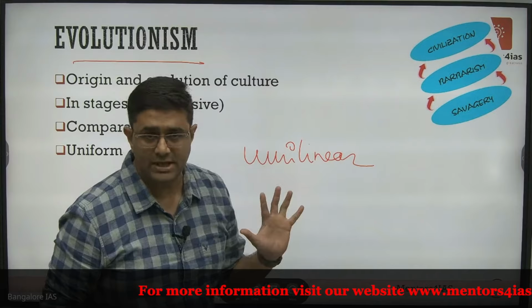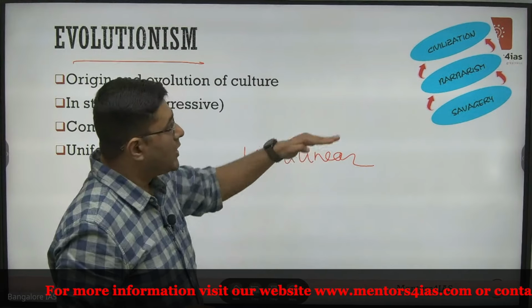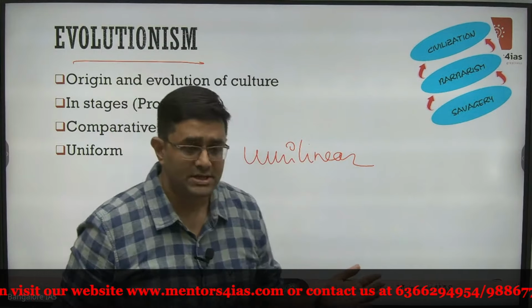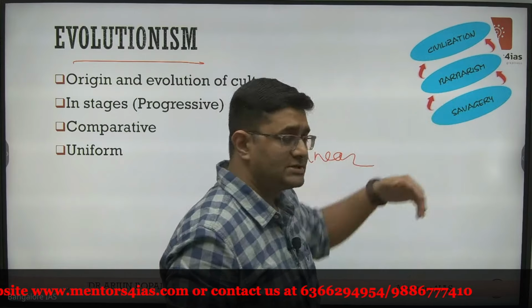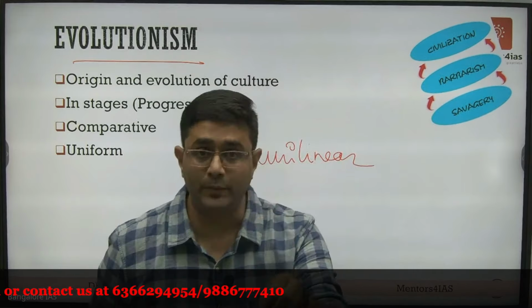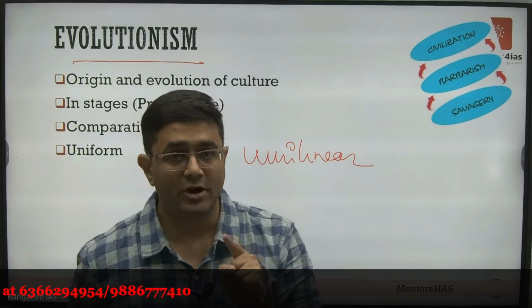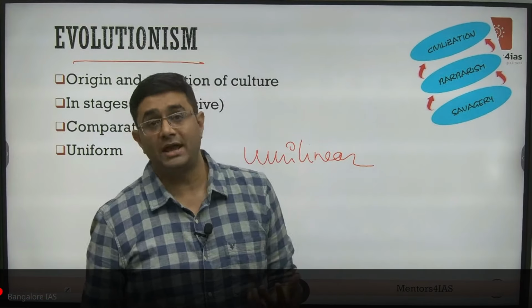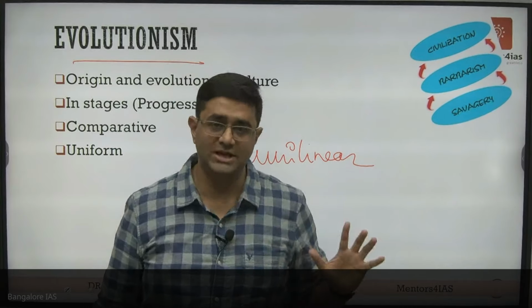These words have to be there. They all evolved in similar stages over a period of time. Some are faster; some are in the savagery stage, some in barbarism, some are civilized. So they are not isotemporal. Remember that word. They don't happen at the same time, but they happen at the same stages.